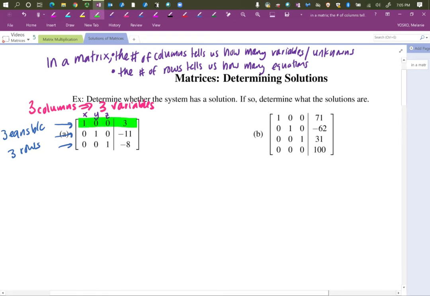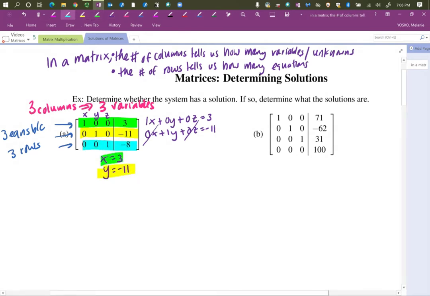So let's start with the first row. We're going to say this is 1x plus 0y plus 0z equals 3. But let's just write that as x equals 3, because 0y and 0z are just 0. So now let's look at this row. 0x plus 1y plus 0z equals negative 11. But again, here's a 0, here's a 0. So y equals negative 11. So that came from here.